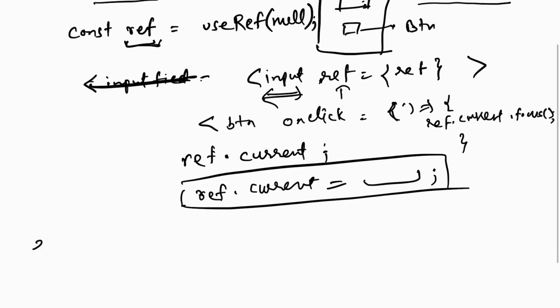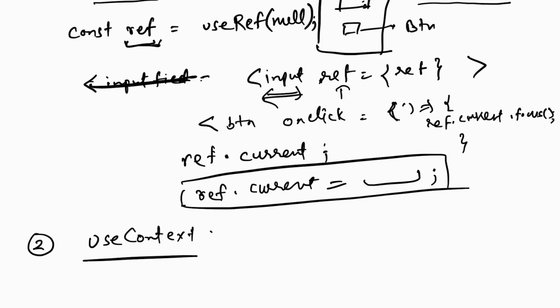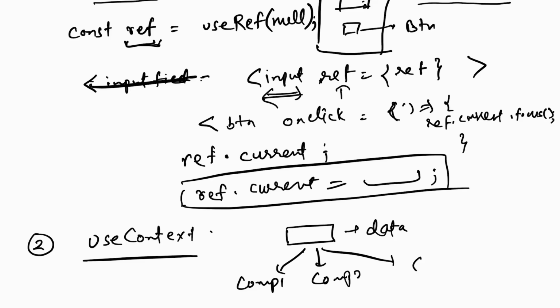Now let's see the second hook, that is useContext. This useContext is used to share data among different components. Let's see, we want to share some data. We have some data, and we have different components: component one, then component two, component three. Now suppose I want to share this data among all these components.